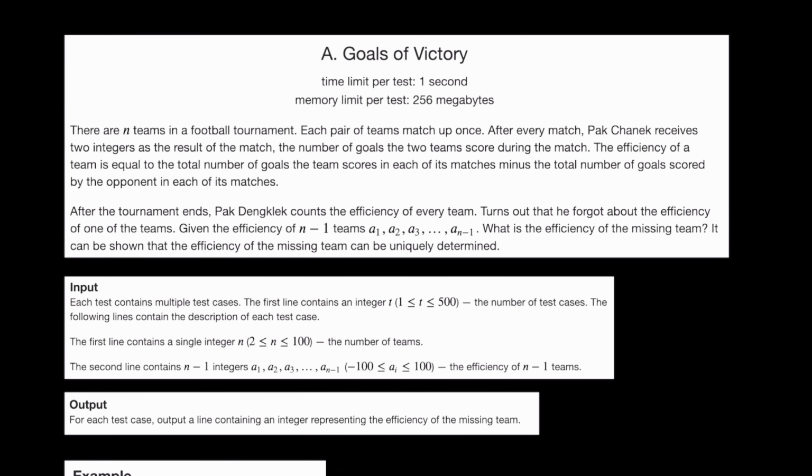Hope you're all well. So today we are going to discuss the ninth problem in the TLE Eliminators CP sheet, 800 rated problems. The problem name is Goals of Victory. So let's start.